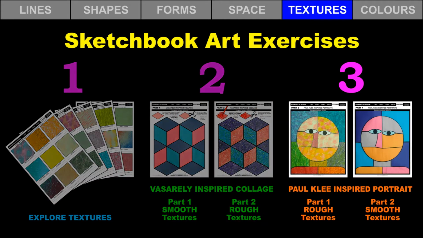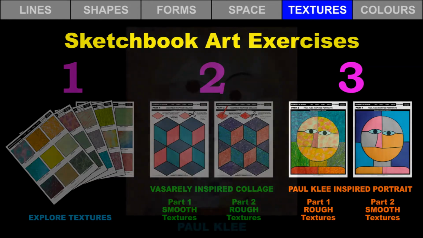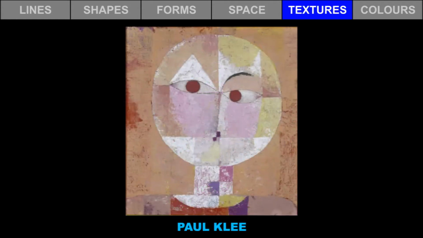In another 2-part art exercise, we will again compare the effects of smooth and rough textures. Let's take a look at how another famous artist used texture in his artwork. Klee is a famous artist. He used rough textures in this portrait. Although he used geometric shapes that have a somewhat mathematical feeling, the rough textures add a feeling of individuality and sensitivity that seem appropriate for a portrait.